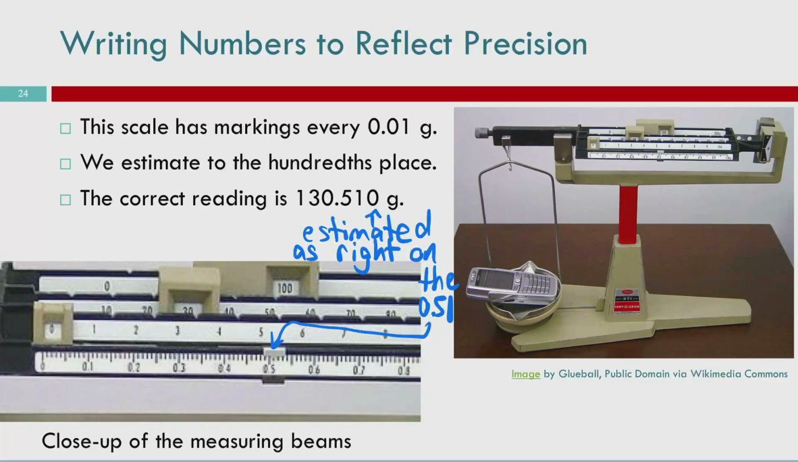You might also not think that it's right on the 0.51. You might think it's a little over. You might think it's a little under. That is fine as well. I will encourage you to fight with your neighbors in lab about what your estimates are, lightheartedly, of course. It's really not that important. It's just important that you make the measurement.